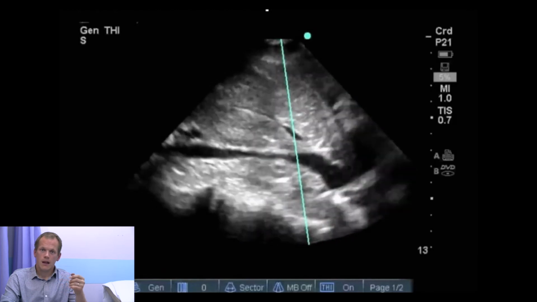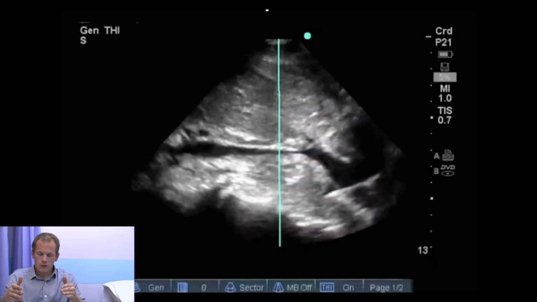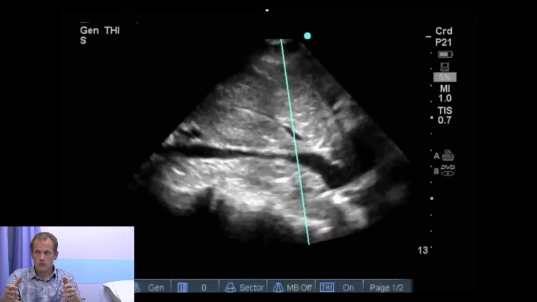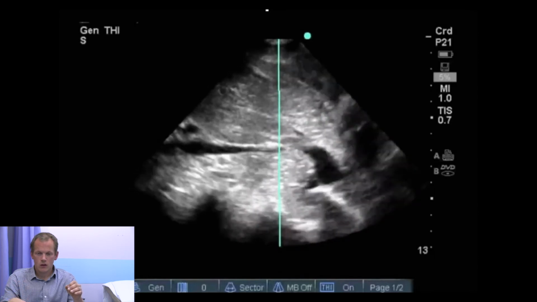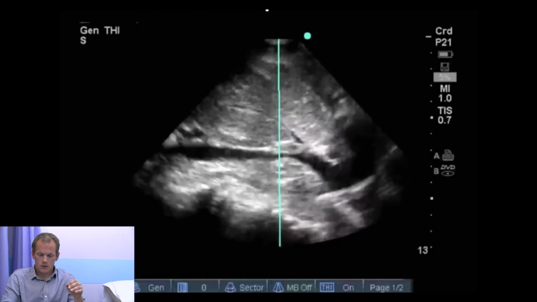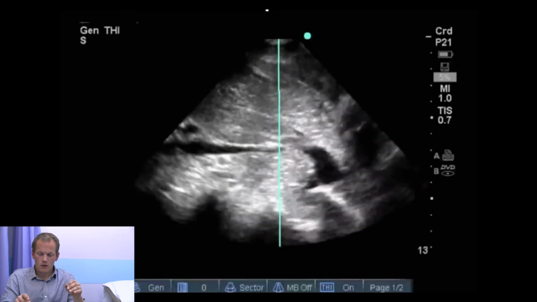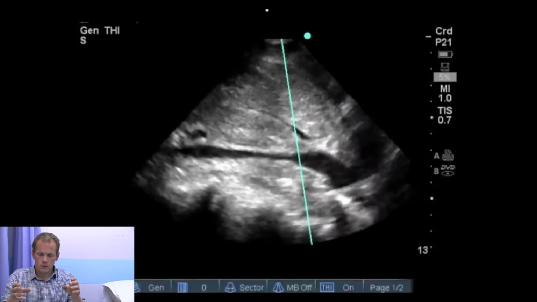So I'm now going to play you the cine clip. So here is a subcostal view. They don't have the right atrium in the middle of the screen for this view, but you can see the IVC through the middle, and the cursor's cutting straight through the IVC. So what you can see here, throughout the inspiratory cycle, the IVC is collapsed and it doesn't fill at all.